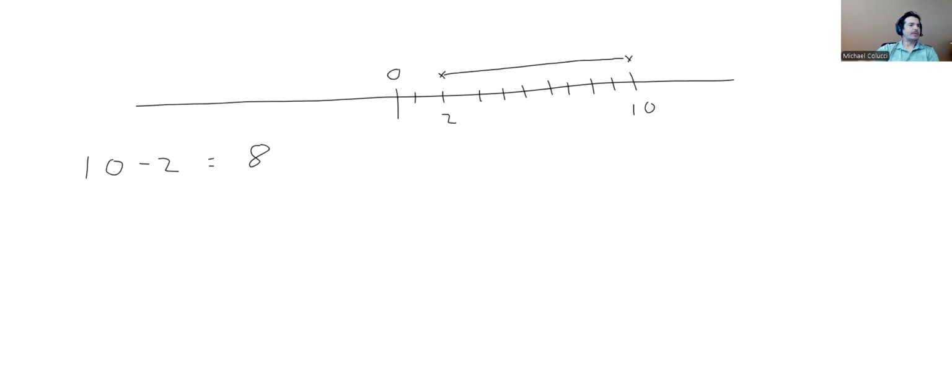So let me get rid of this and add some more lines here. Oh my gosh, we've gone to the left of 0. So if I now say, well, what's the distance between 10 and -2? Well, we can do the same exercise. We can count the spaces. 1, 2, 3, 4, 5, 6, 7, 8, 9, 10, 11, 12.